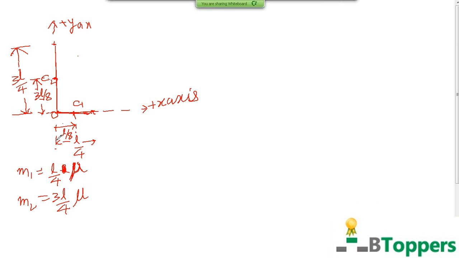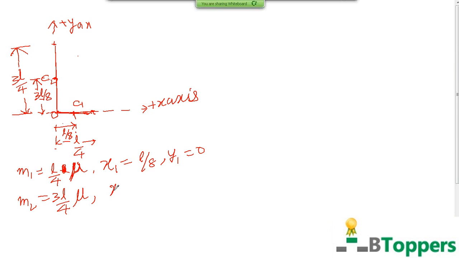C1 is the center of mass of M1, which lies at the geometric center of M1. That is the geometric center of length L by 4, so half of L by 4 will be L by 8. So the x coordinate of the center of mass C1 of the first part of the wire is L by 8 and the y coordinate is 0. For the second part of the wire, which has length 3L by 4, the center of mass is at C2. That is, C2 is the center of mass of the part of the wire with length 3L by 4, which will be at half of its length, that is half of 3L by 4, which is 3L by 8.